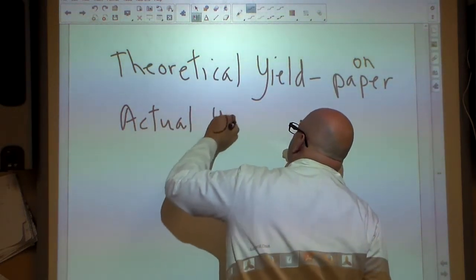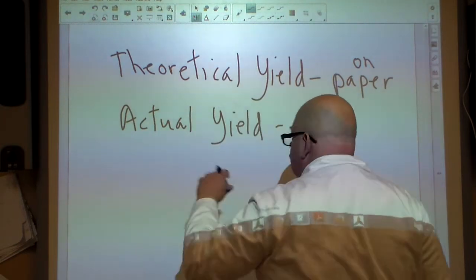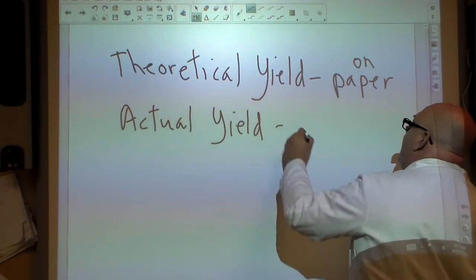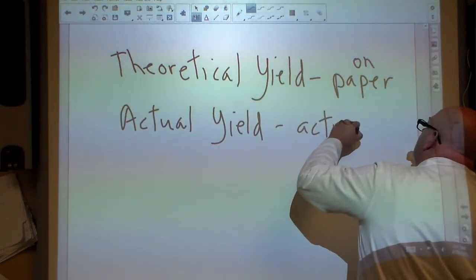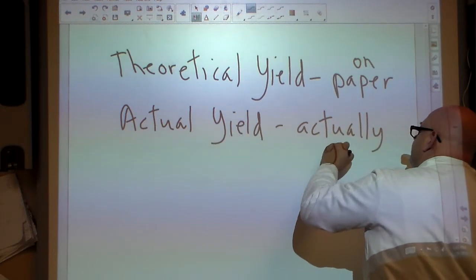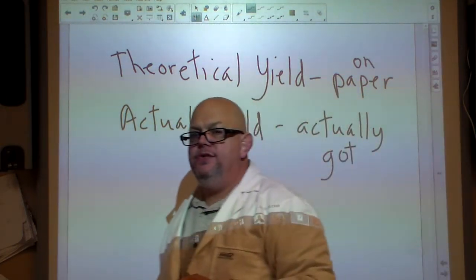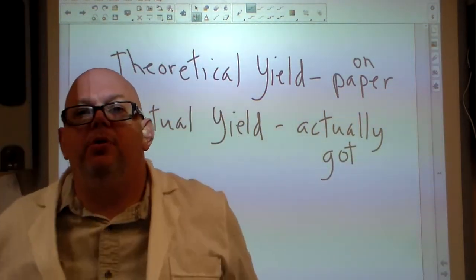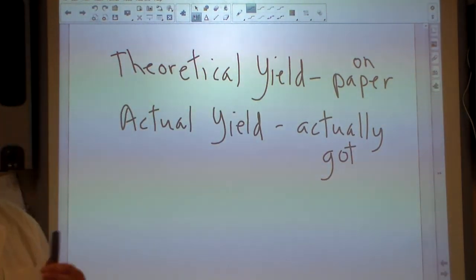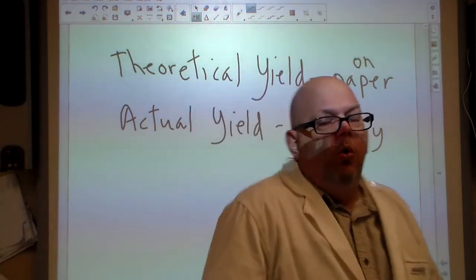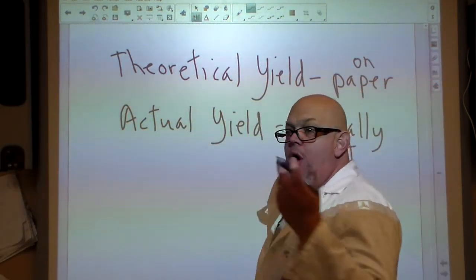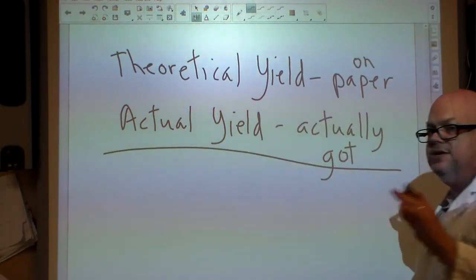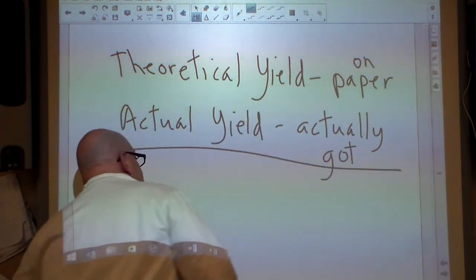The actual yield, you run the chemical reaction, you do the chemistry, and this is what you actually got. So that's basically the difference between theoretical yield, that's perfect world, everything goes great, and it's on paper, and the actual yield is what do you physically get in your chemical reaction, your product that you are interested in.